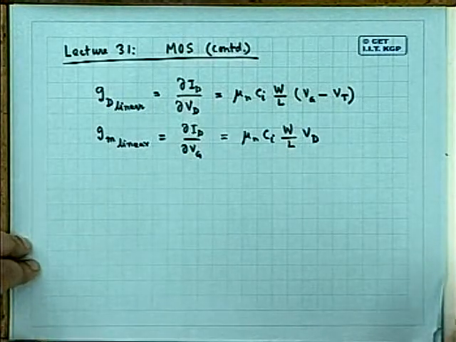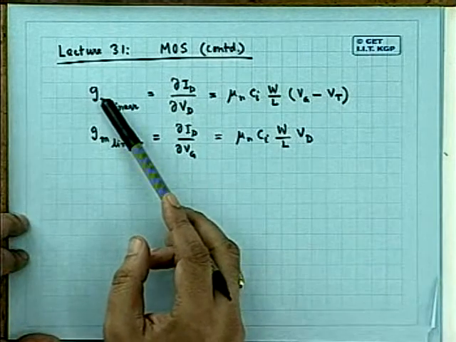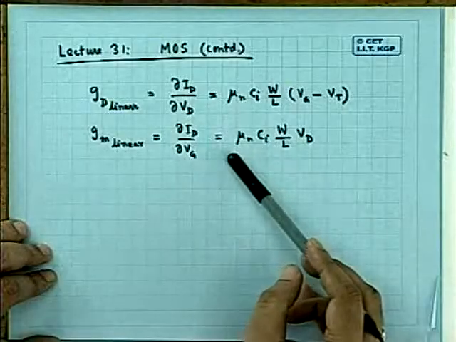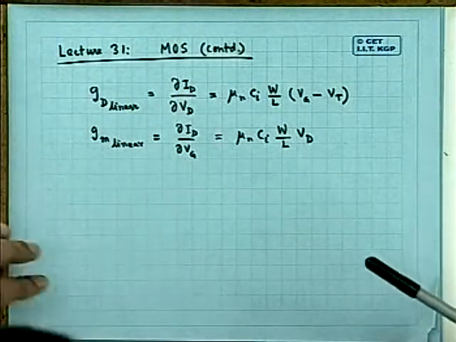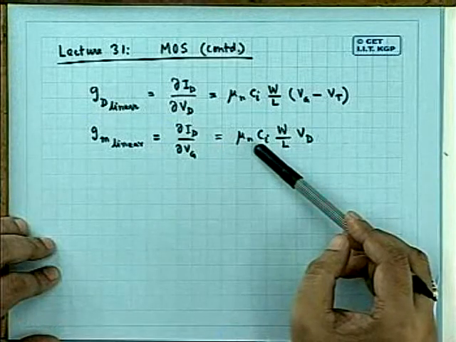This is rather a very interesting thing. You see that in both cases, the channel conductance (drain conductance) and the transconductance, del ID by del Vg, the mutual conductance, are proportional to mu n as expected, because the higher the carrier mobility, the higher these conductances should be. They are proportional to Ci. That means inversely proportional to the thickness of the insulator.